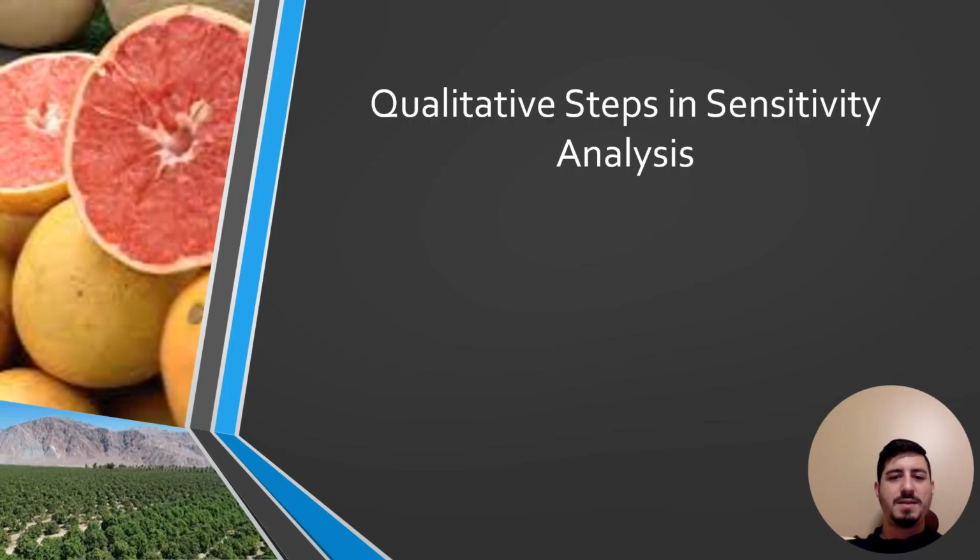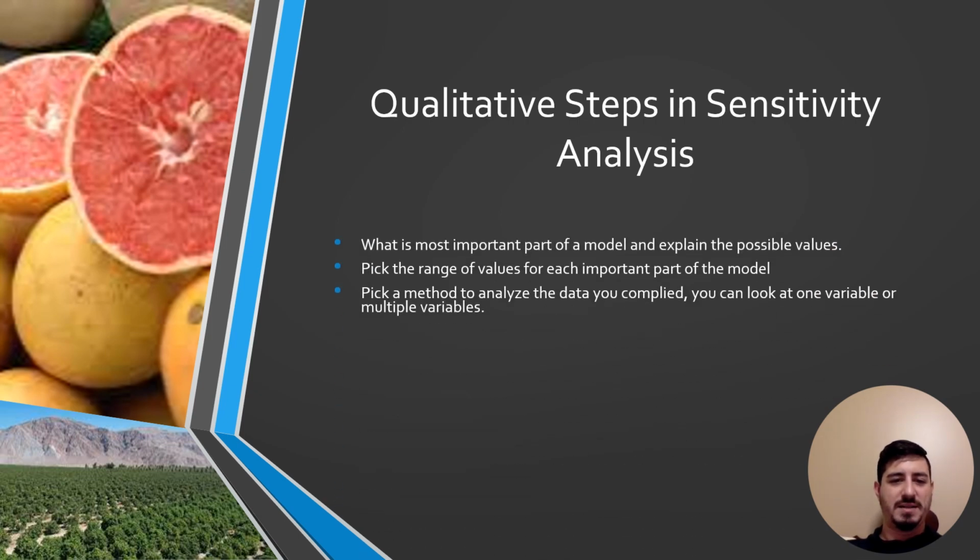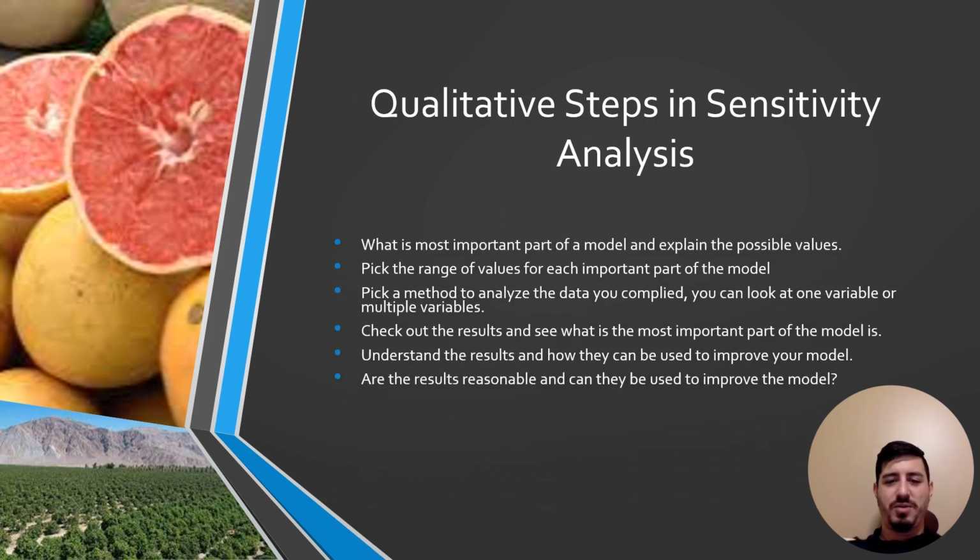So, qualitative steps in a sensitivity analysis. These are the 6 different ones, right? In our example, we're going to break down what the 6 different steps are and how we can actually correlate them to a business. So in our example, we own a grapefruit farm, and we are building a model that will predict how many grapefruit will be produced that season.